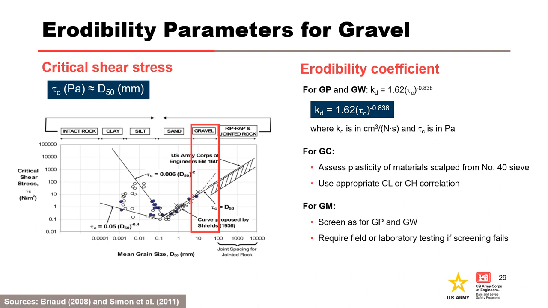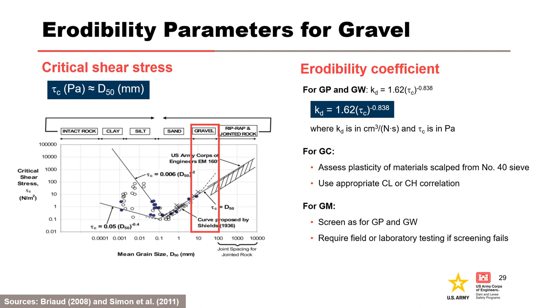With regards to gravel, do not use Briot et al. 2019 regression equations for coarse data sets of gravel. Critical shear stress for gravel can be estimated using the D50 particle size. The suggested guidance from the Risk Management Center for erodibility coefficient is provided on this slide.